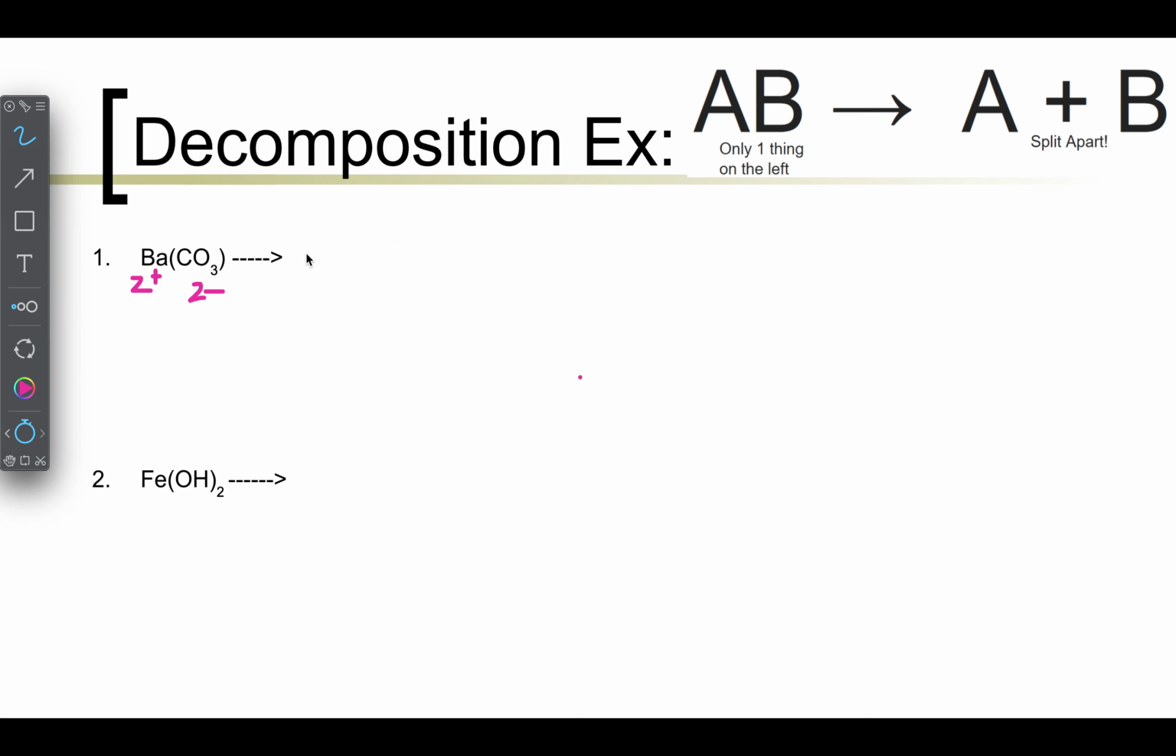So now we're going to break them apart. After we write in the charges, we're going to predict that product. And the product we know is just a separation. So we just have barium and CO3 carbonate. And then we want to make sure that those charges are balanced. So we know that barium has a 2+ and CO3 has a 2-.